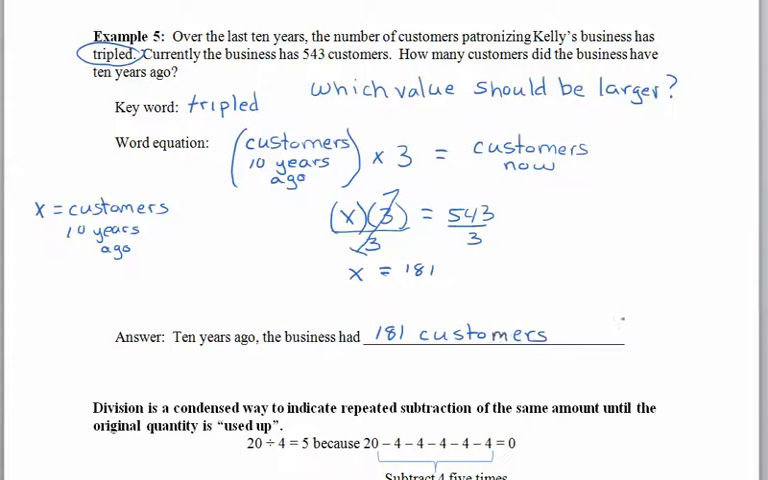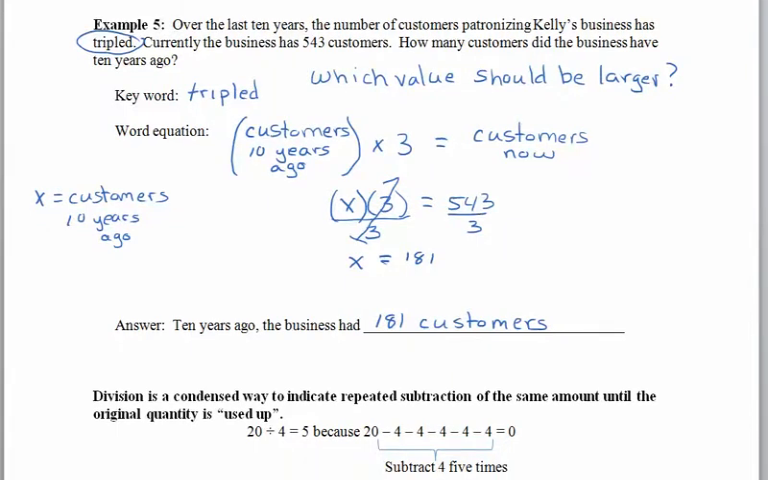And then we give ourselves a quick check. 181 customers, does it feel like if we tripled that, we'd have 543? That sounds pretty good. All right, let's move on to division.